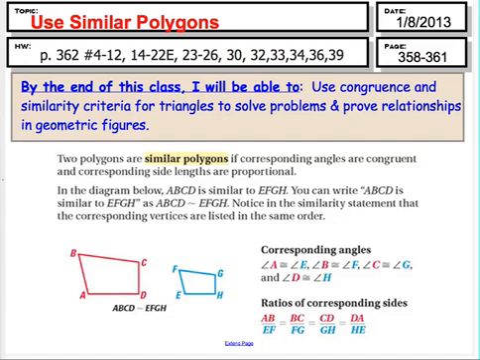Today we're looking at using similar polygons in order to talk about the relationships of geometric figures. Polygons are similar if the corresponding angles are congruent and the corresponding sides are proportional. So, two kind of important things there. If you were to mark these down, you want to talk about the corresponding angles being congruent. Corresponding angles are congruent. And secondly, the corresponding side lengths, they're not congruent, but they're proportional.